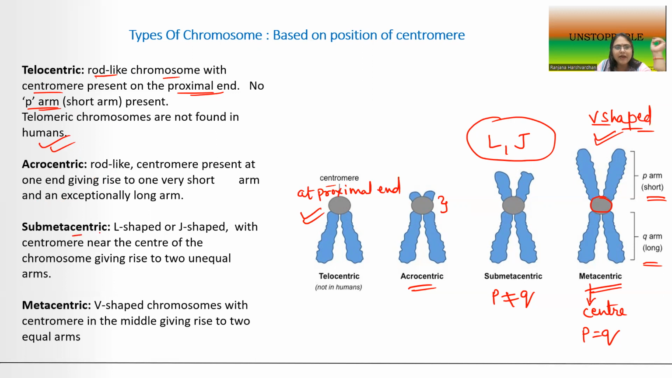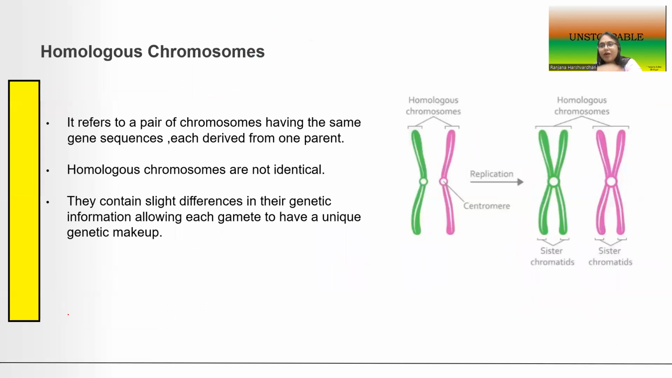Then submetacentric will be L-shaped or J-shaped, with the centromere near the center of the chromosome, giving rise to two unequal arms. So you can get a question related to a chromosome in which the arms are unequal and it gives rise to an L or J shape. Then you have to give the answer that it is submetacentric. Then metacentric, when the centromere is completely in the center, gives rise to a V-shaped structure, such that the P arm and the Q arm are equal in length with each other.